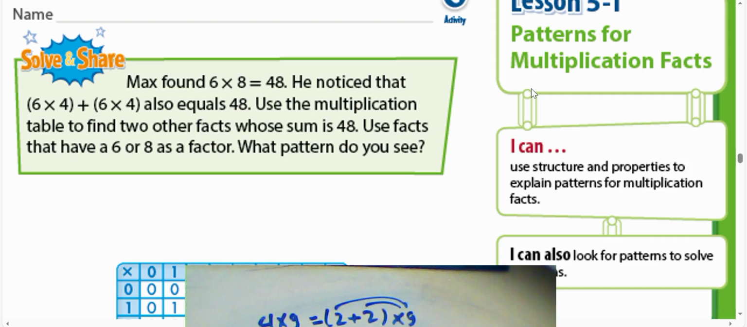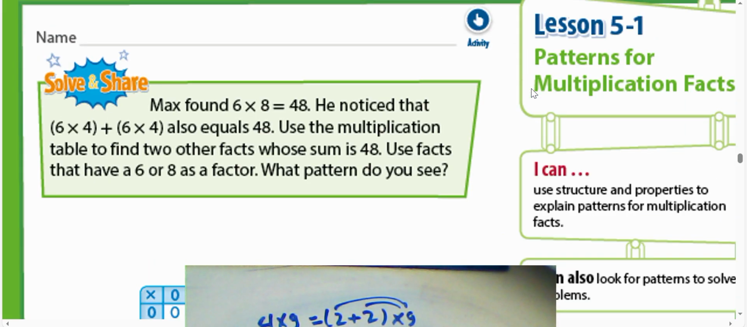Topic number 5, lesson number 1. Okay, Max found 6 times 8 equals 48. He noted that 6 times 4 plus 6 times 4 is also 48. Use the multiplication table to find the other factors whose sum is 48. Use factors that have 6 or 8 as a factor. What problem or pattern do you use?